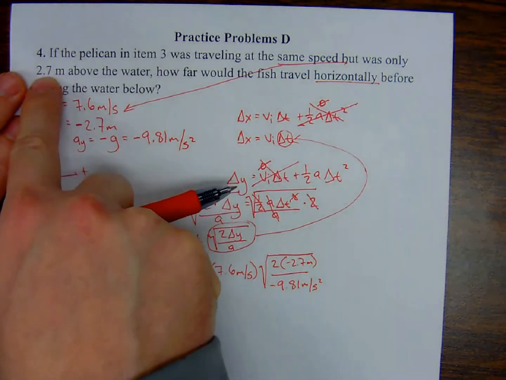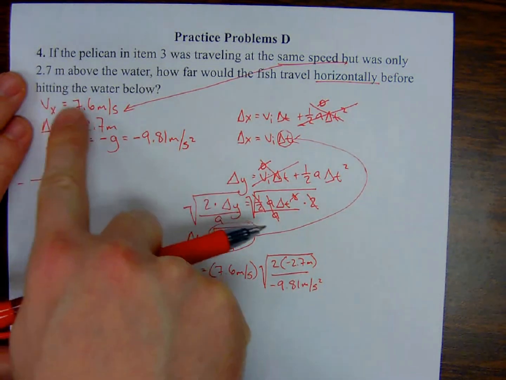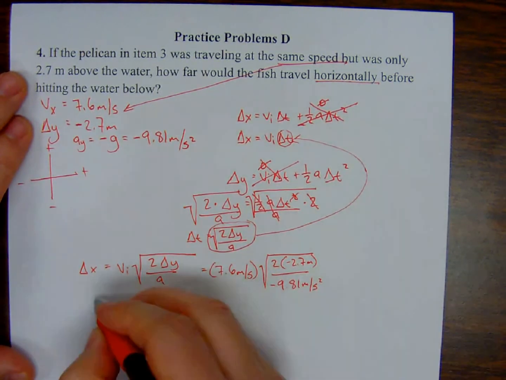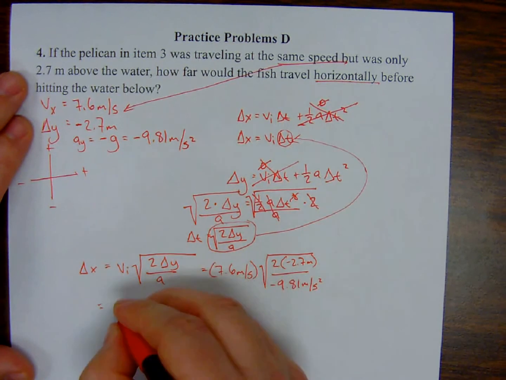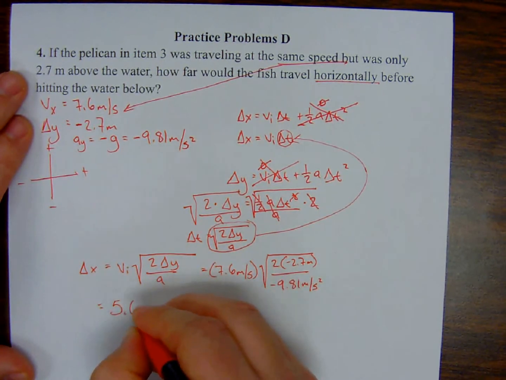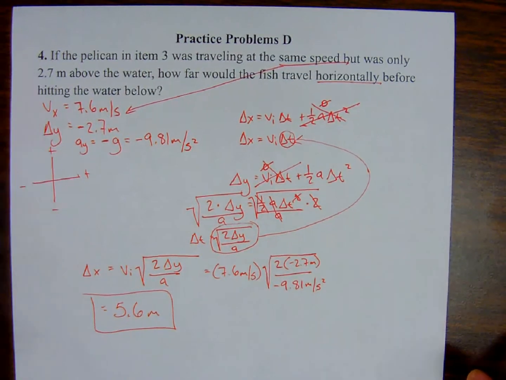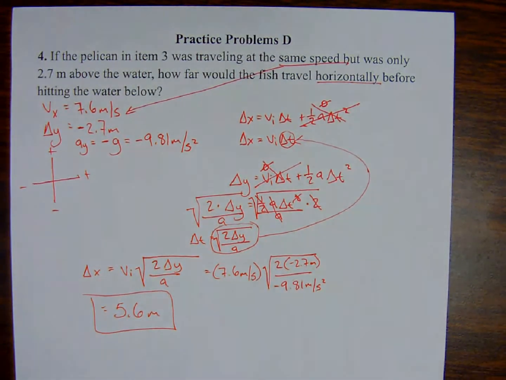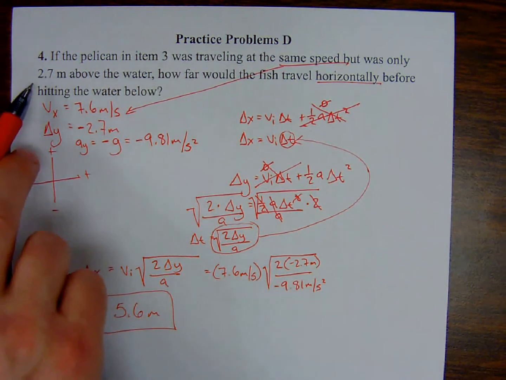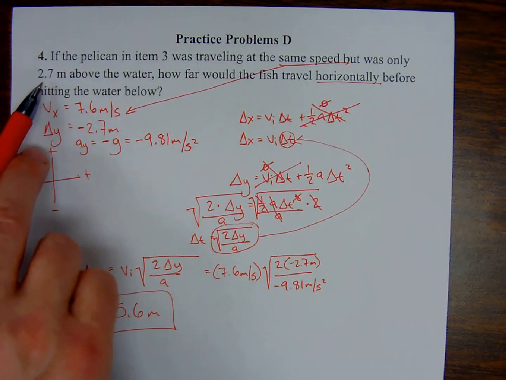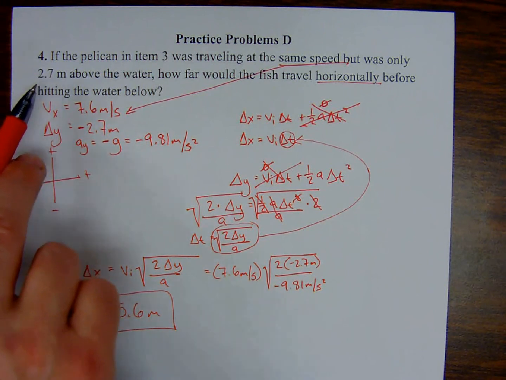5.6 meters. You'll notice the relationship between the fact that the fish didn't fall quite as far in practice problem number 4, only 2.7 meters as compared to 5.4 meters in practice problem number 3. So it didn't fall nearly as far in the y direction. It wasn't in the air as long, so naturally it didn't move as far horizontally. Just 5.6 meters compared to the 8.0 meters from the previous practice problem.